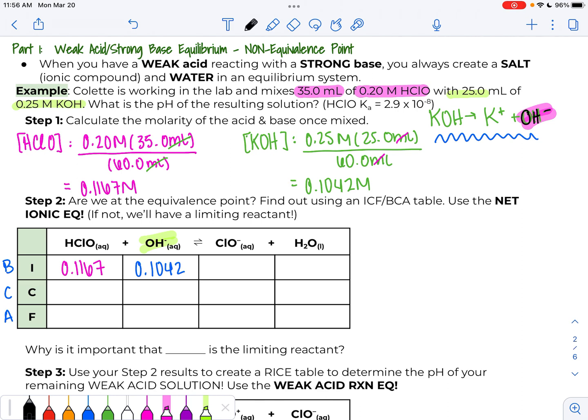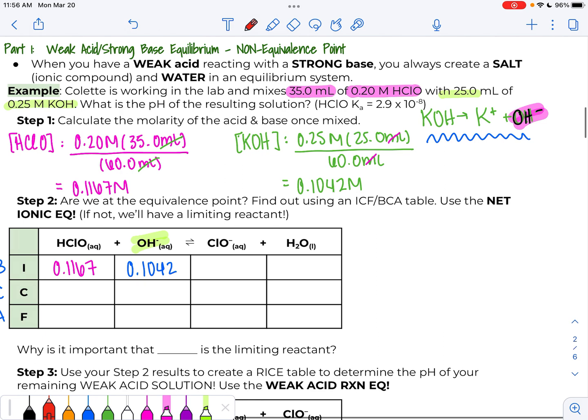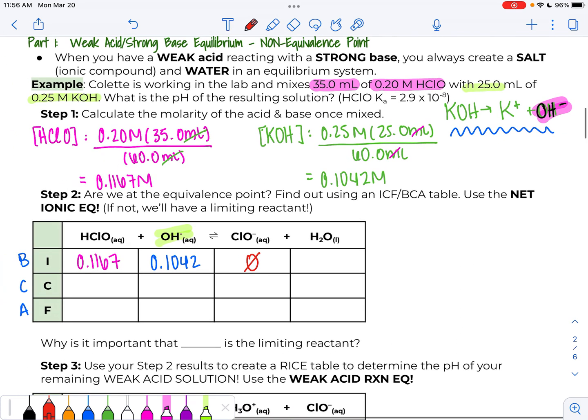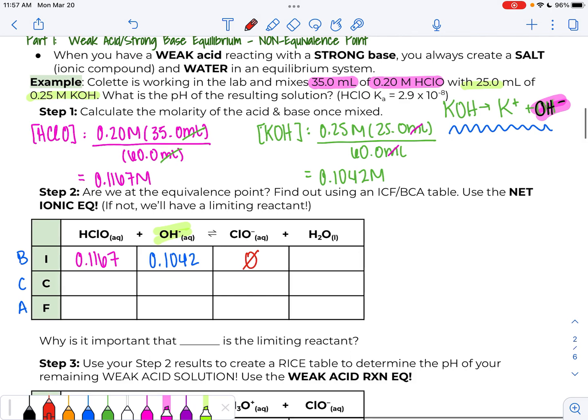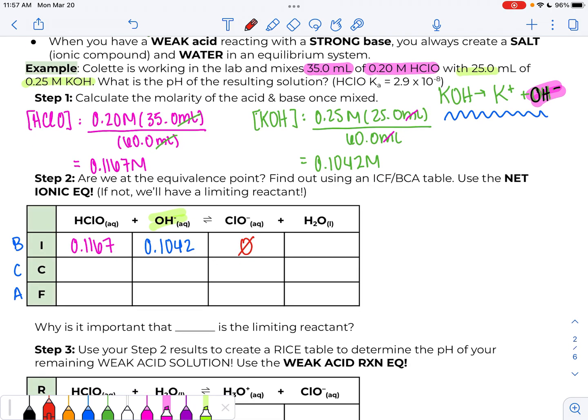So our acid is going to donate a proton to the hydroxide, which is going to form water, and that leaves us left over with the ClO minus ion. So at the beginning, are we going to have any concentration of ClO minus? No. So we're going to write a 0 in right there. Water is our liquid, so it's never going to show up in our K expression, our equilibrium constant expression, so we don't care about it.